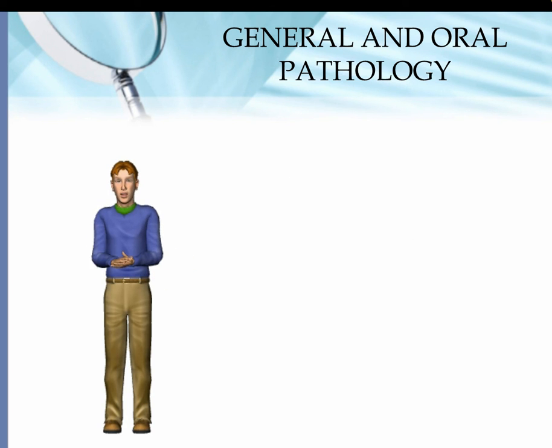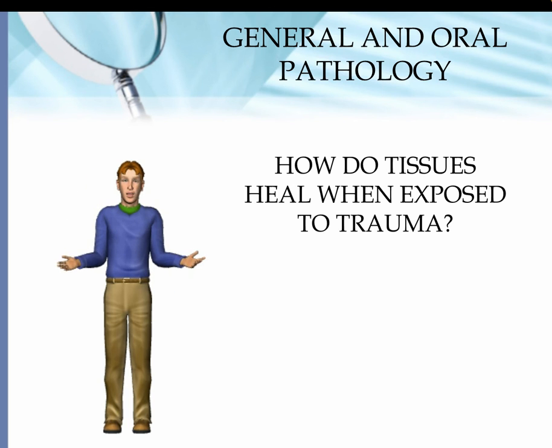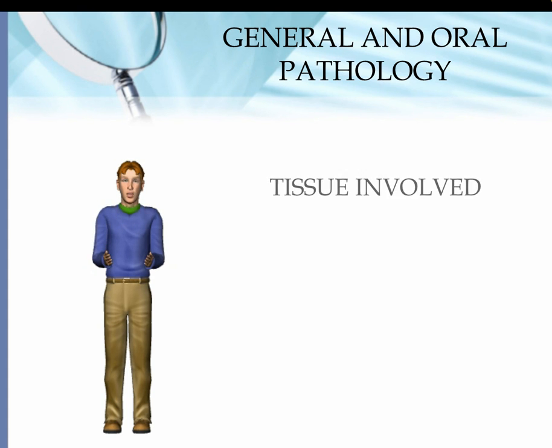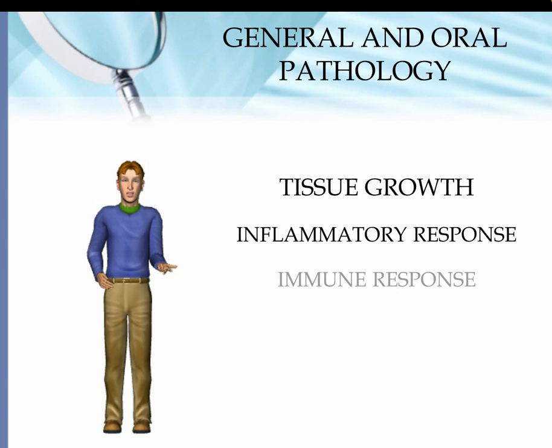Let's now take a look at something that relates to the causes that we just talked about. How do tissues heal when they are injured? Well, the body may have some options on how to deal with the healing of the tissue. The way in which the body heals the injured tissue will vary on the type of injury, the extent of the injury, and which tissue we are looking at. The injured tissue can deal with healing by growing, the inflammatory response, the immune response, or by a process known as repair.